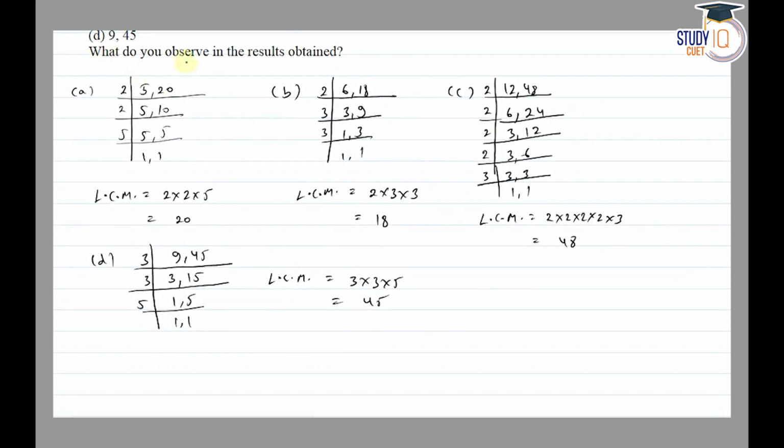So what do you observe in the results obtained? Here the LCM is 20 and of the two numbers 5 and 20, the larger number is 20. LCM is 18 and the larger number is 18. LCM is 48, larger number is 48. LCM is 45 and the larger number is 45.